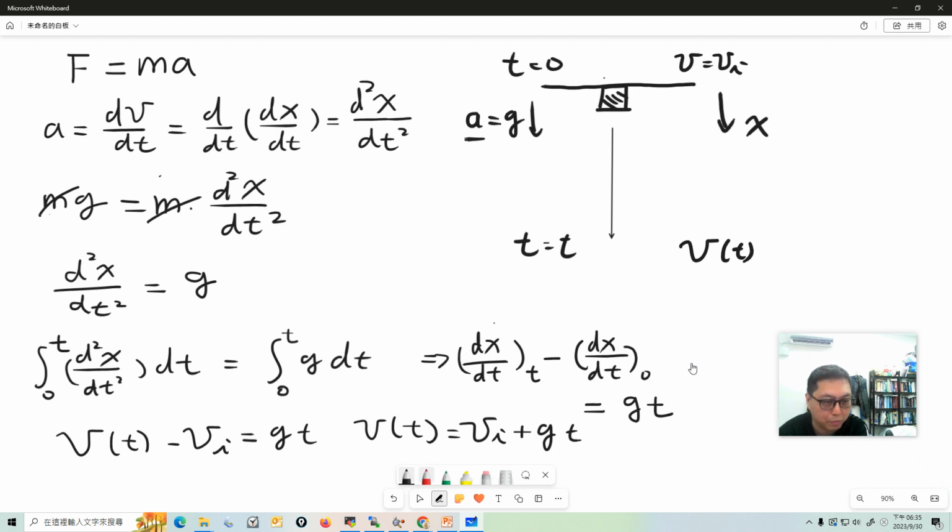Let's make the example simple. I still remember the equation of motion for one dimension, vf equals vi plus a times t. Yeah, similar, right?